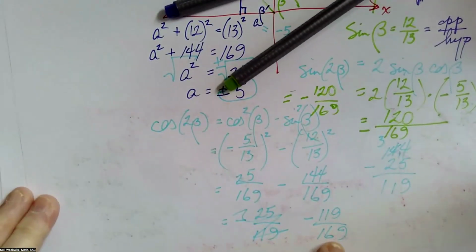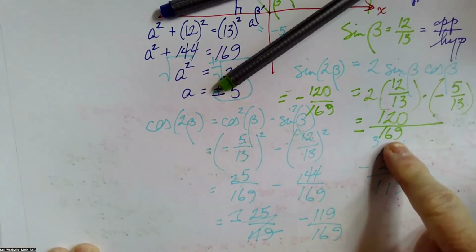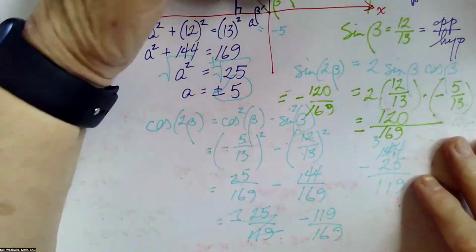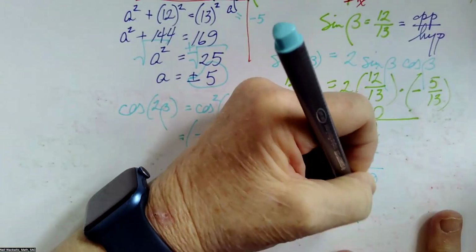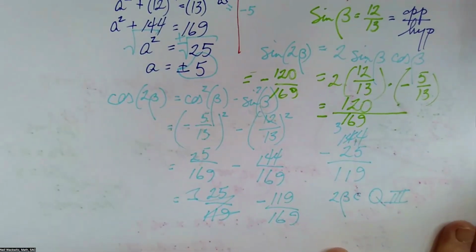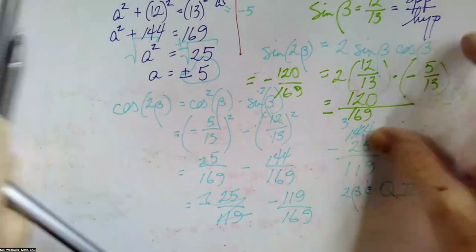If the cosine is negative and the sine is negative, what quadrant is 2 beta in? Yeah, good. So the quadrant that has negative x and y is quadrant 3. So we know that 2 beta lives in quadrant 3, which means that the tangent of 2 beta should be positive. Let's find the tangent of 2 beta 2 different ways.